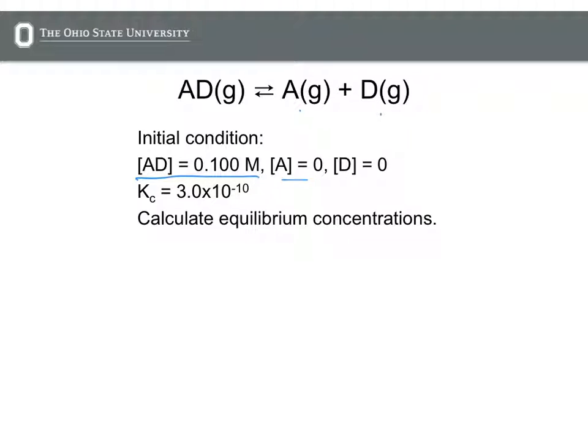Okay, so we want to calculate our equilibrium concentrations. We're going to set up an ICE table of our initial concentration, our change, and our equilibrium. You guys want to try this one on your own? I think that might be good. Let's do that. You guys start working through it.